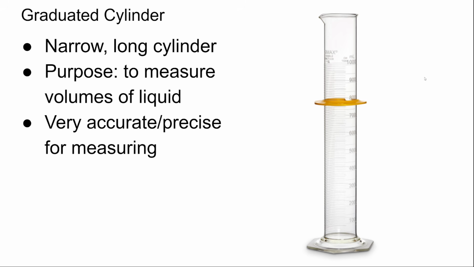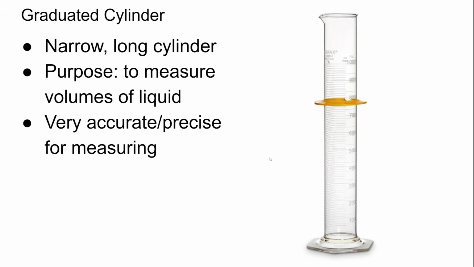The first thing that we're going to go over is the graduated cylinder. This is the long, narrow cylinder with the funnel tip, I guess, at the end. The easiest way to identify if it's a graduated cylinder is that there is usually a base at the bottom of the cylinder that makes it so that it can stand on a table. The purpose of this is to measure volumes of liquid.